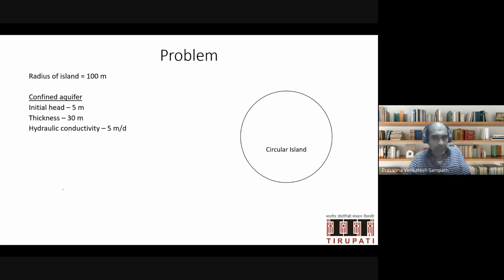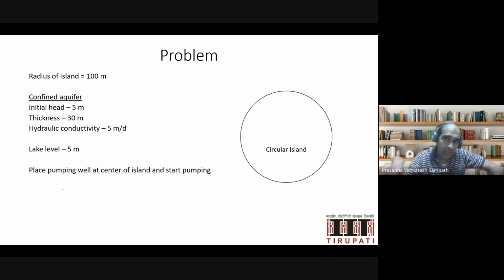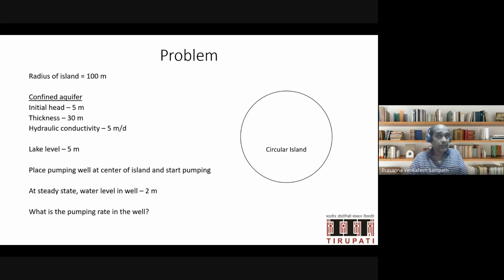The hydraulic conductivity of the aquifer is given. The lake surrounding this island is also at 5 meters with respect to some datum. I place a pumping well at the center of the island and I start pumping. At steady state, the water level in the well is 2 meters above that datum. What is the pumping rate in the well? That's the question that I'm posing.